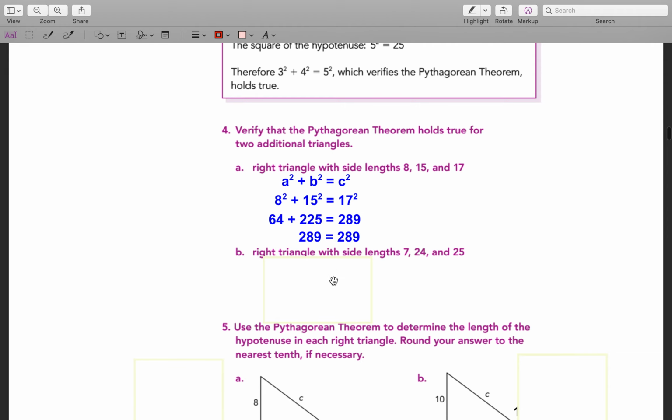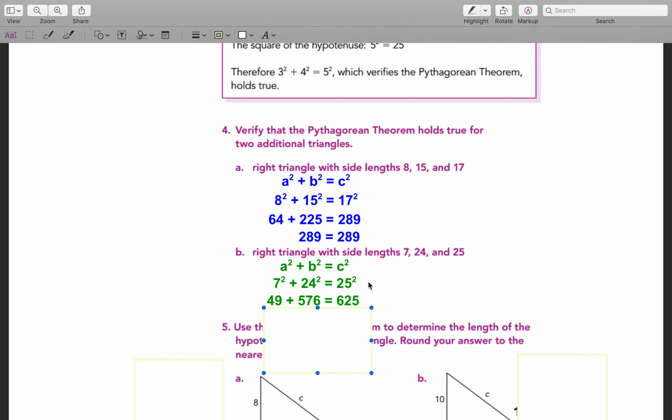Let's see, for this one, same thing, 7, 24, and 25. So a squared plus b squared is equal to c squared once again. It's going to be 7 squared plus 24 squared is equal to 25 squared, right? So let's just figure this out: 7 squared is 49, and 24 squared is 576, and 25 squared is equal to 625. When you add these up, you do get 625 on the left as well as on the right side. So the Pythagorean theorem holds true for any kind of right triangles.